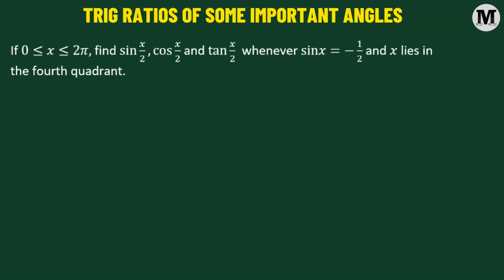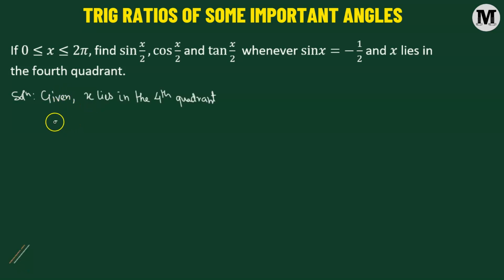So here we need to find out the value of sine x over 2, cosine of x over 2 and tangent of x over 2, whenever sine x is given as negative half and x lies in the fourth quadrant. Let us begin. We'll start with the condition that x lies in the fourth quadrant.